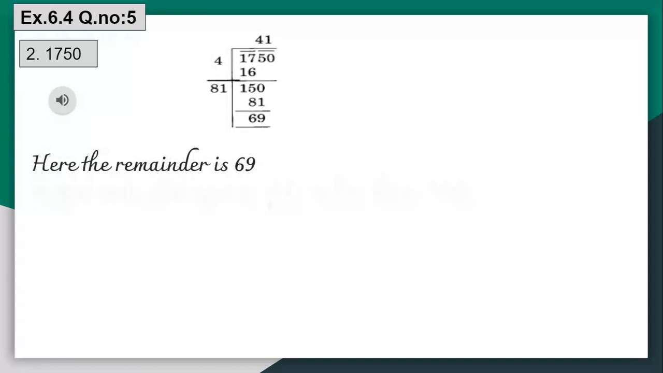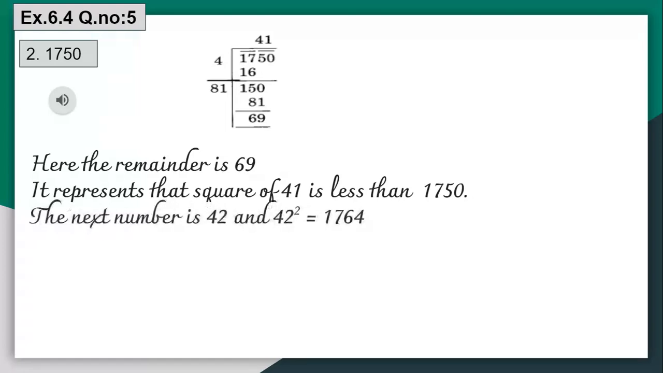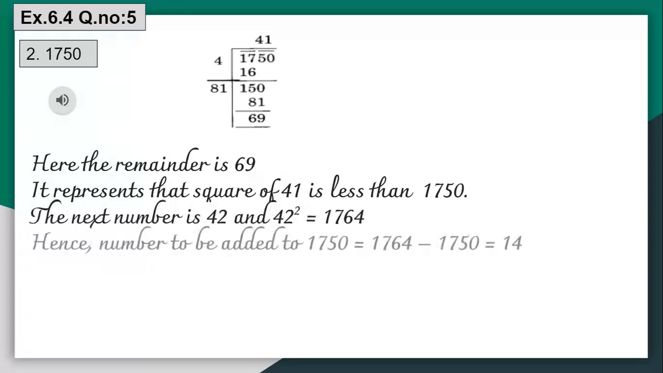Now see the answer, how could we write? It represents that square of 41 is less than 1750. Isn't it? The next number is 42 and 42 square is equal to 1764. 42 square you have to find. Okay. So inside you can solve 42 into 42, that is equal to 1764. Hence number to be added to 1750, we have to find the number what should be added with 1750, isn't it?